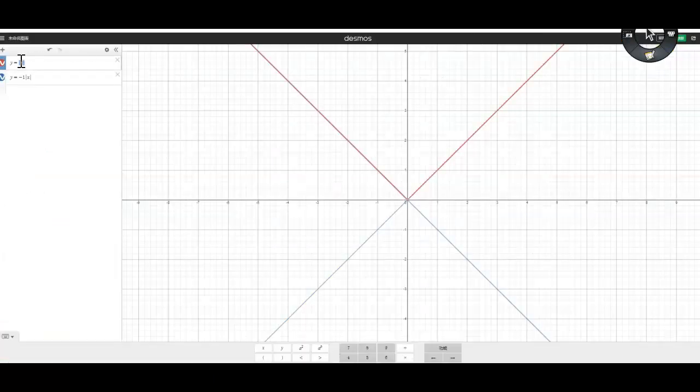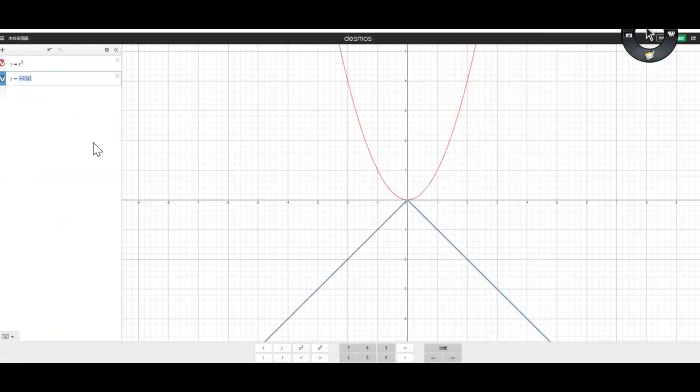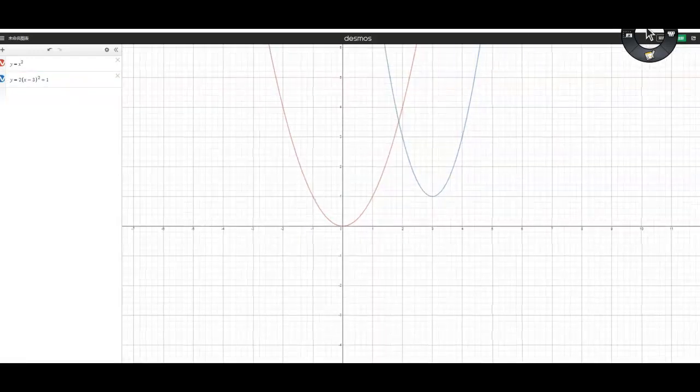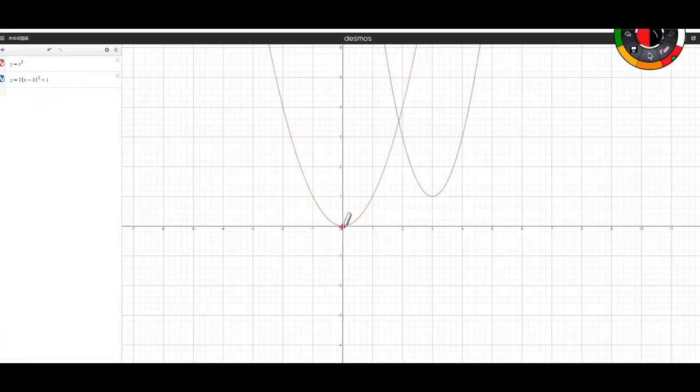So let's put the parent equation, which is y equals x squared. And let's put in the baby equation, which is y equals 2 parentheses x minus 3 parentheses squared, plus 1. So let's see the changes. From your parent equation, you're going to move to the right. How many units? 1, 2, 3. Right 3. Okay? And then move up 1 unit to reach your baby equation, right?